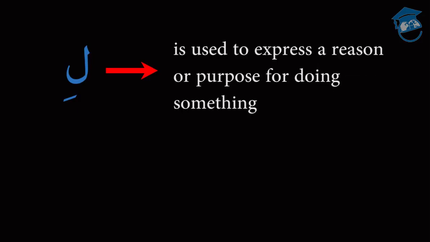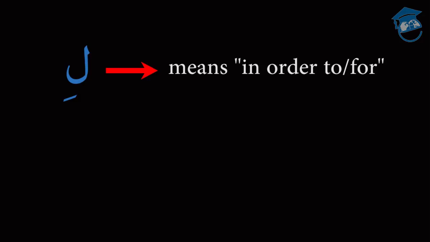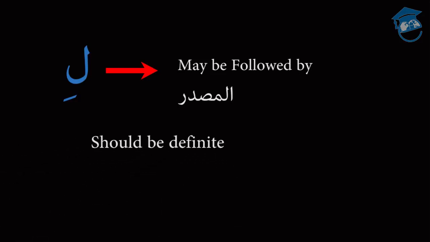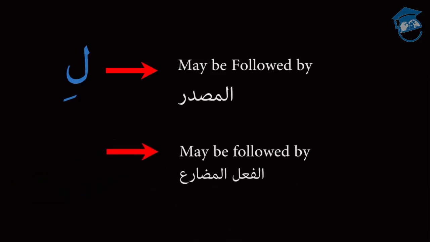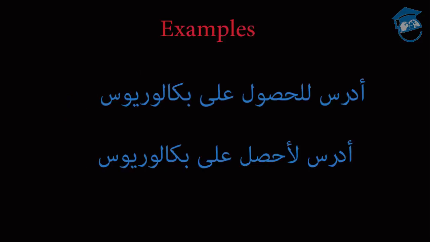Li is used to express a reason or purpose for doing something and corresponds to the English in order to or for. In this construction, li may be followed by a masdar, which should be definite, either with alif lam or in an idafa, or it may be followed by fa'al al-mudara, the present tense verb. Both constructions mean the same thing. Al-masdar tends to be a bit more formal in style than al-mudara. Look at the following pairs.